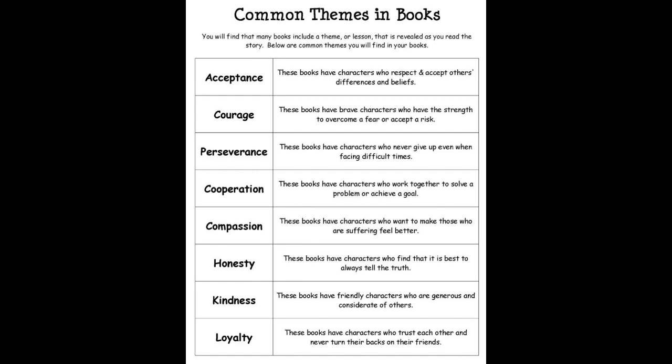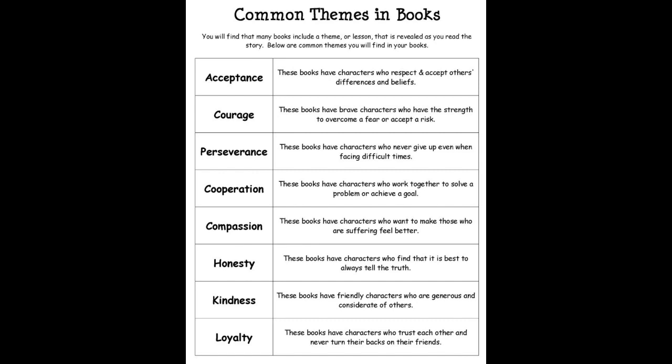So, acceptance: these books have characters who respect and accept others. Courage: they have the brave protagonist. Perseverance: they have the main character that won't give up. Cooperation: everyone will work together. Compassion: someone showing empathy towards another throughout the book. Honesty: someone who finds the best route throughout the whole story is to tell the truth. Kindness is just being kind to the other characters. And loyalty is trusting. So these are the common themes that you'll see in the books.